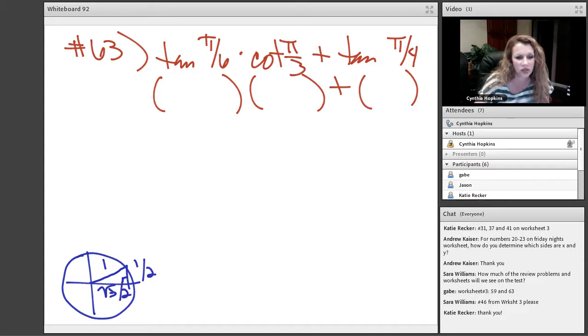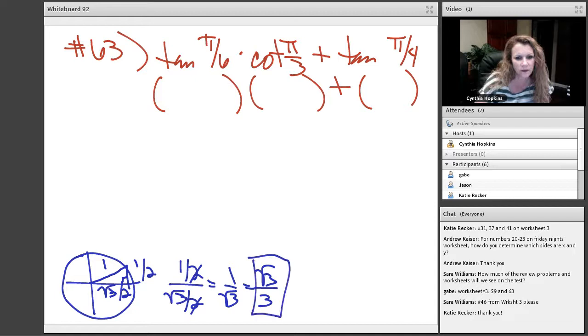Since tangent is y over x, I want 1/2 divided by rad 3 over 2. My 2's are going to cancel, so I have 1 over rad 3. But I've rationalized this so many times, I know it's rad 3 over 3. Okay, so there's tangent of pi over 6, rad 3 over 3.